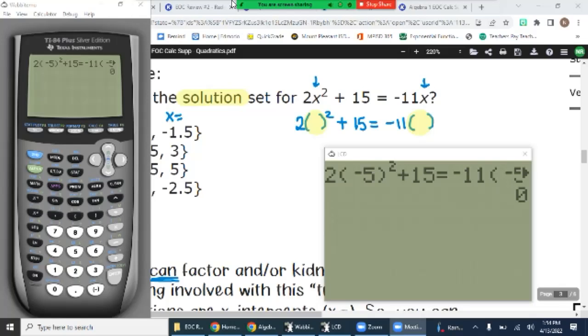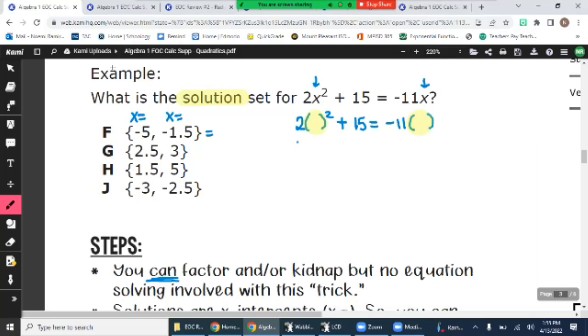Now you can say it. You do get 0. And what does 0 mean? Look at 5B. What does 0 mean? False. It means false. It means that it is not the correct answer.